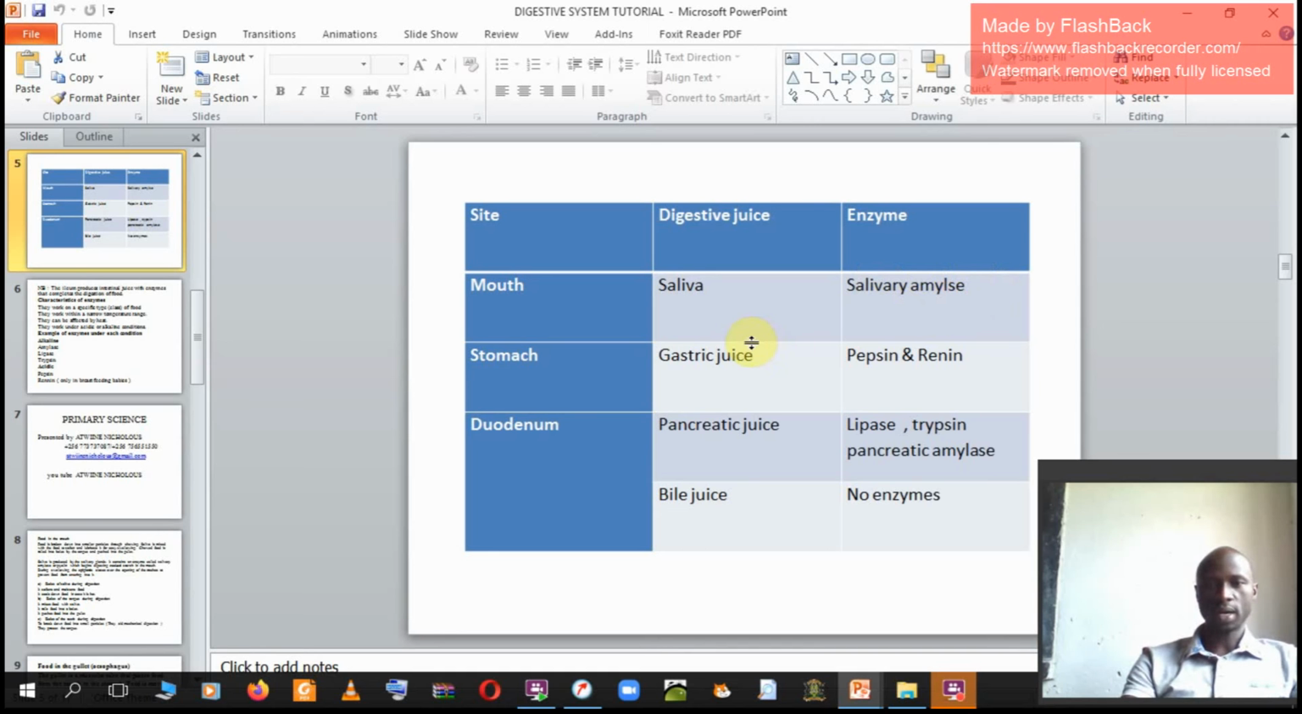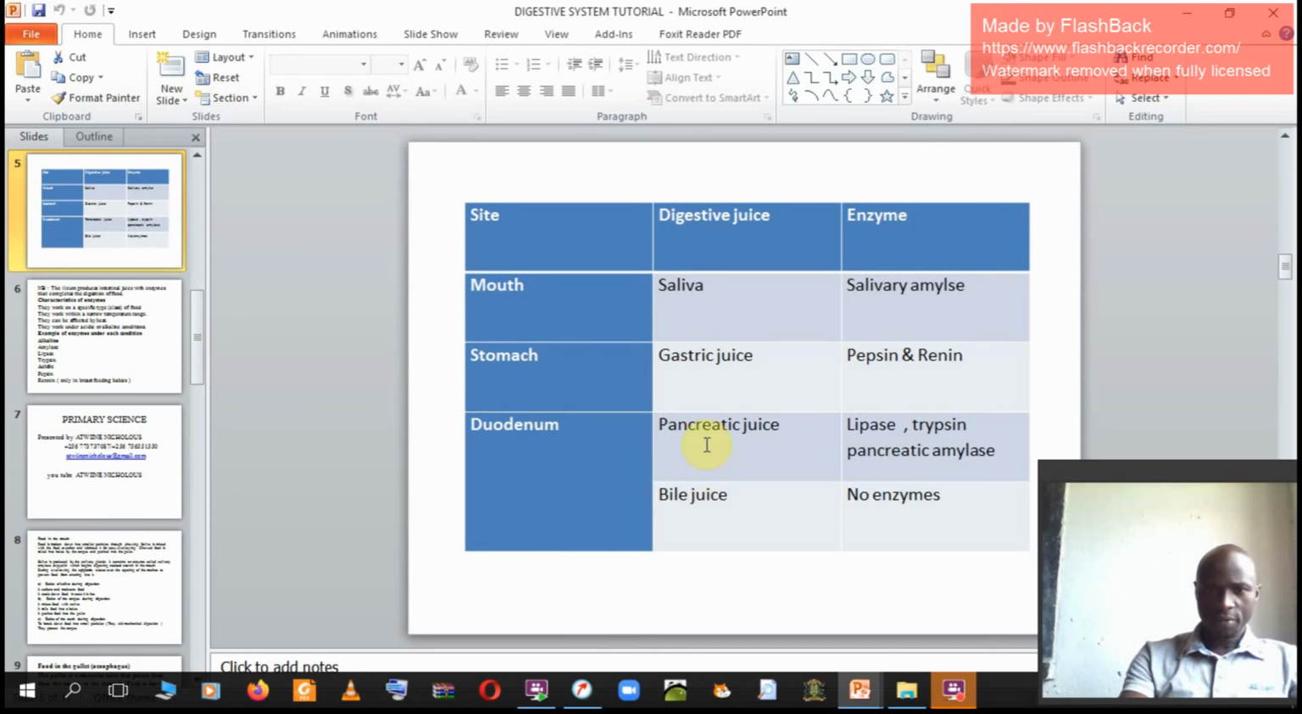We have the stomach, where we have gastric juice. Stomach walls produce gastric juice, and it is within gastric juice that we find pepsin and renin. Renin is found in babies, and it is meant to clot breast milk. Pepsin is found in adults.